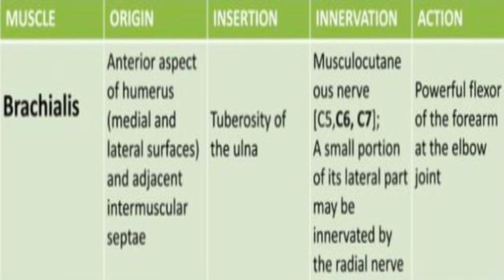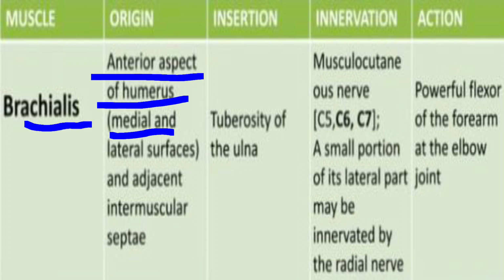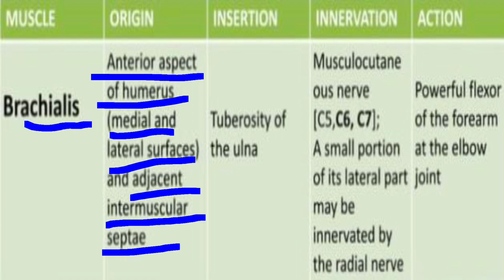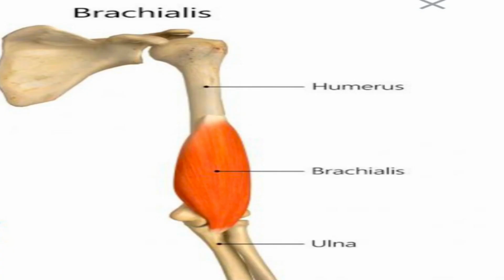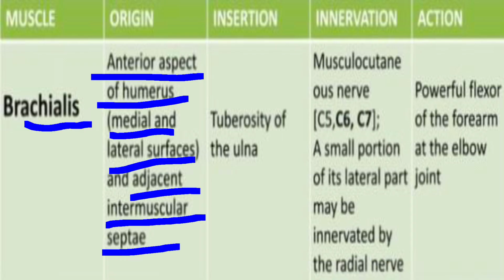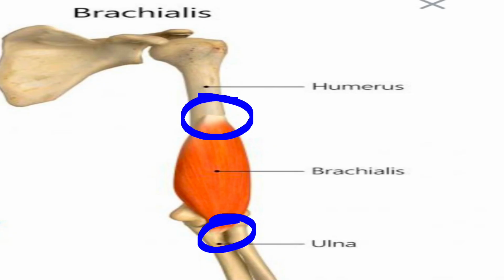The third muscle is brachialis. It originates on the anterior aspect of the humerus, anterolaterally and anteromedially, and the adjacent intermuscular septum. You can see in the diagram, it originates anteromedially and anterolaterally on the shaft of the humerus, and it gets inserted into the ulnar tuberosity.